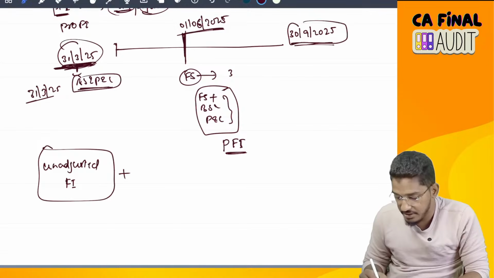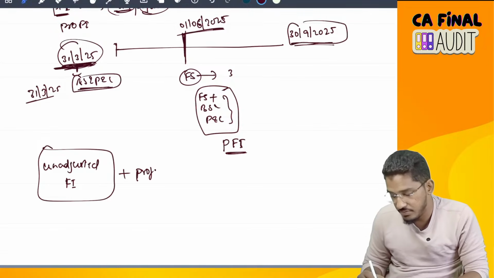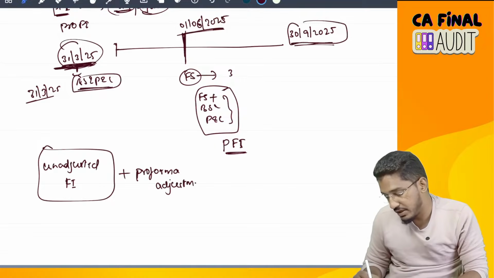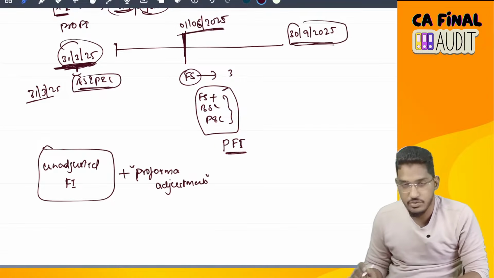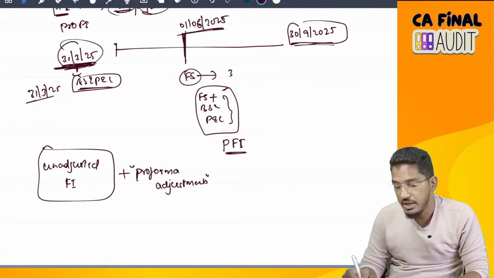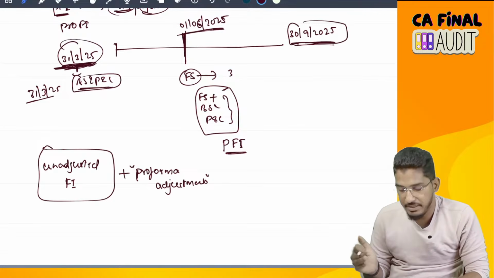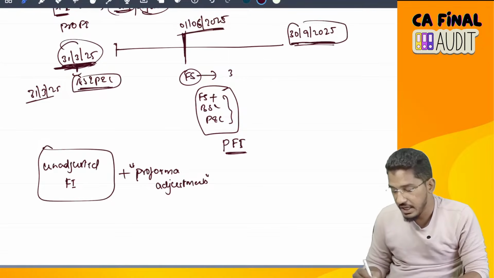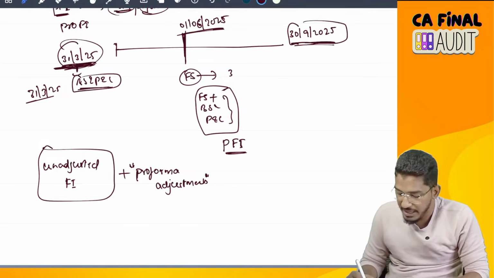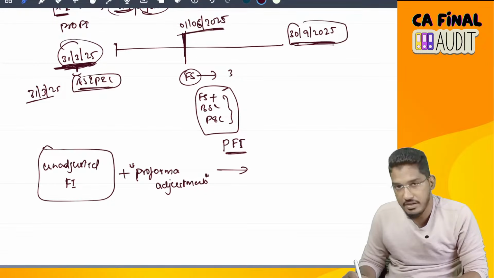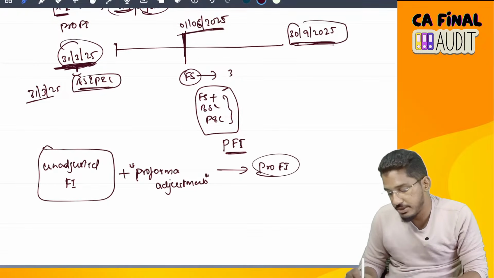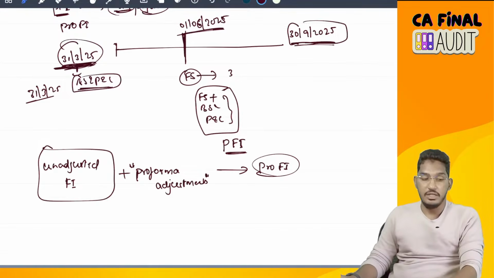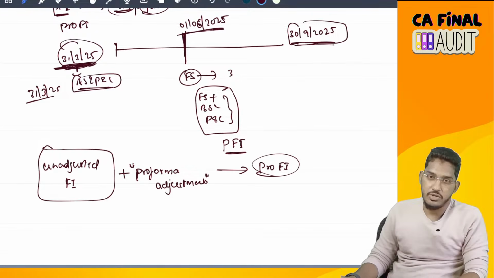Now to that unadjusted information, they will make some adjustments, which we call pro forma adjustments. Nothing but, as I have told, they will imagine what if the issue has taken place now only, as on the balance sheet date only, how the financial statements will look like. By making those pro forma adjustments, they will get one resulting information. That resulting information, we call it pro forma financial information. And this pro forma financial information, generally they will include it in the prospectus document and all.